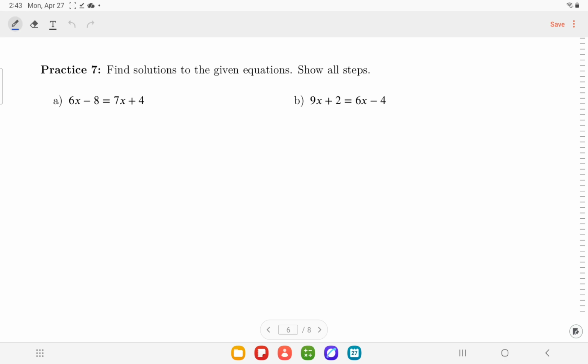So for A here, we are going to be combining our like terms once again. So here we have 6x and 7x, and then negative 8 and 4. So first we can subtract 6x from each side.